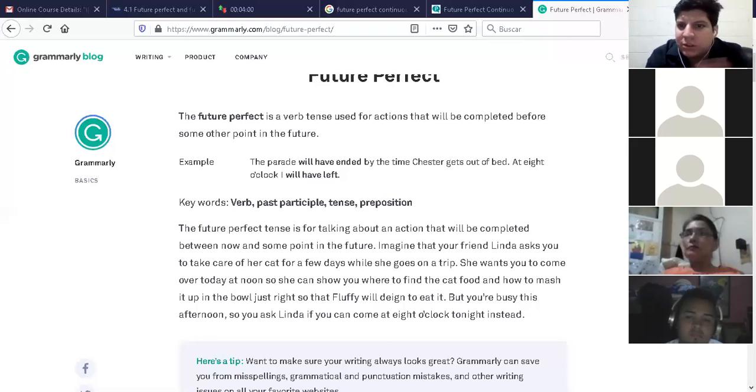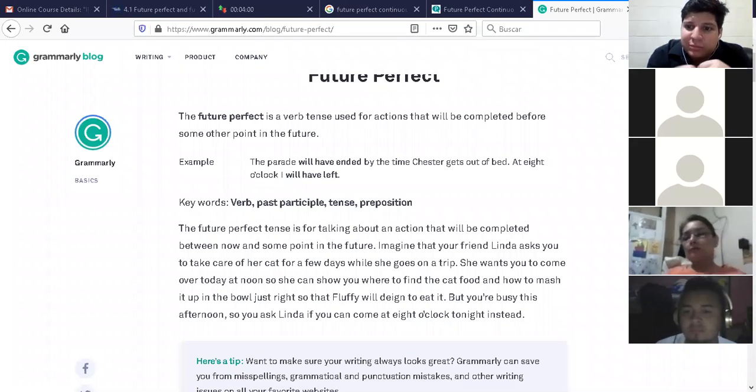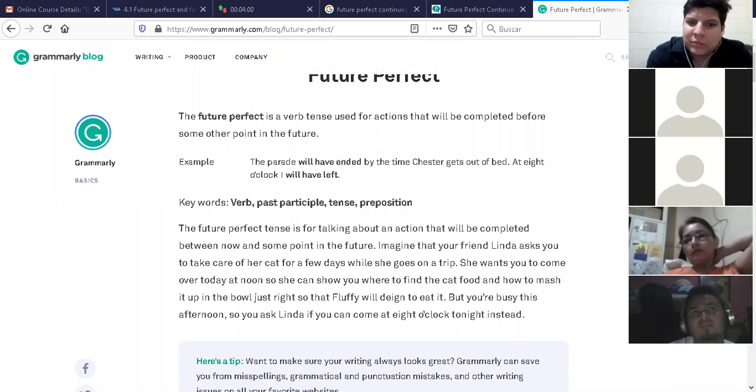All right. Very good. So this is going to be the structure, guys. This is what we practiced on Thursday. Hello, Frederick. So how do you say Freddy no va a haber completado su tarea? Freddy won't have completed his homework by tomorrow.